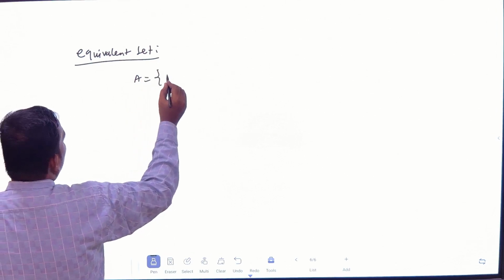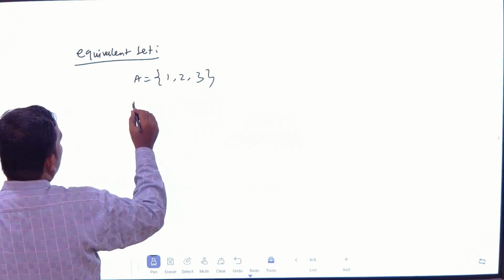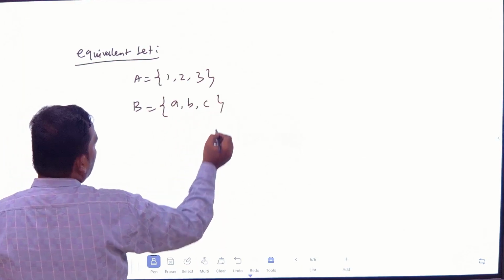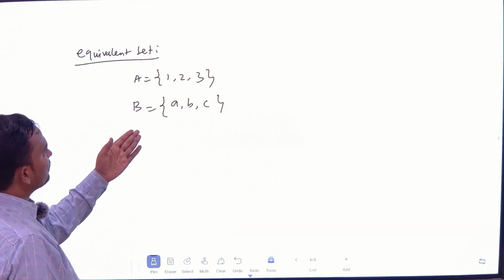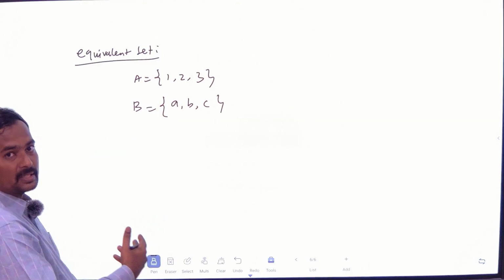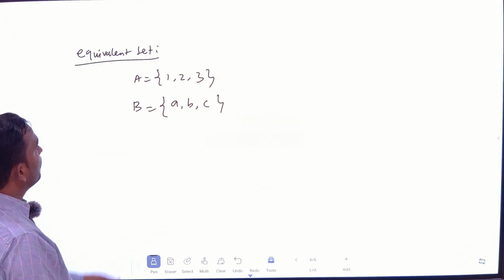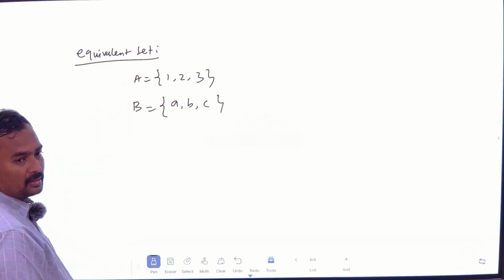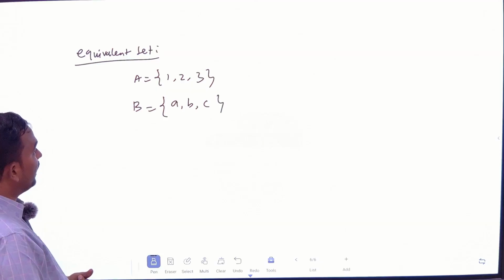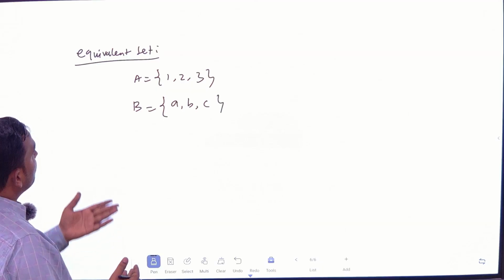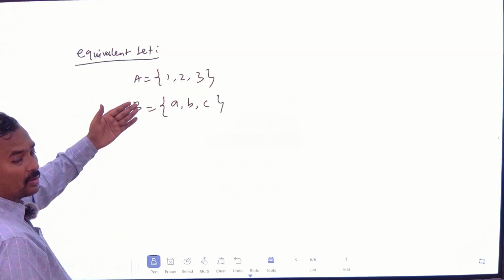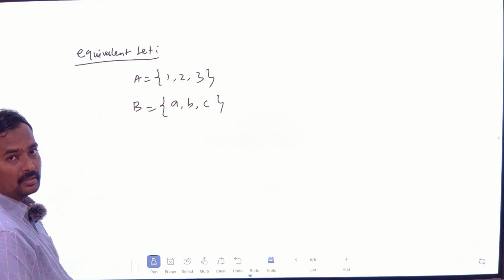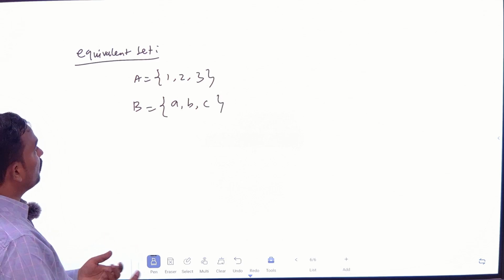Suppose A is equal to {1, 2, 3}. Let's take B is equal to {A, B, C}. These two sets, you can see, cardinality means what? Number of elements. Number of elements in A is 3 and number of elements in B is 3. Therefore, both the numbers of elements are the same. But here, is it an equal set or not? Not equal, because every element in A is not there in B. Therefore, it's not an equal set but an equivalent set.